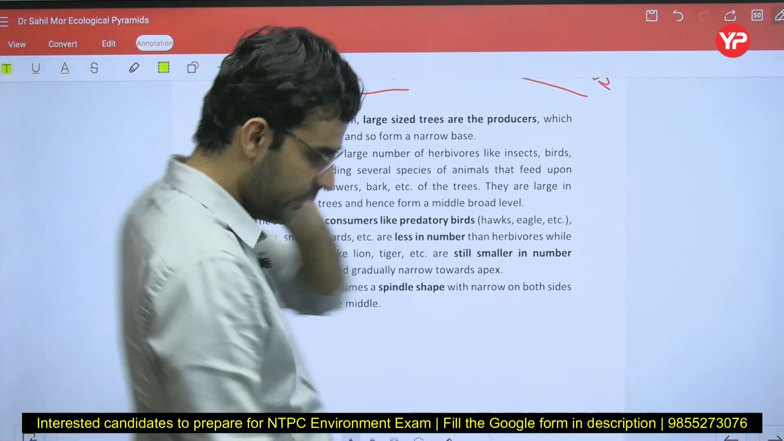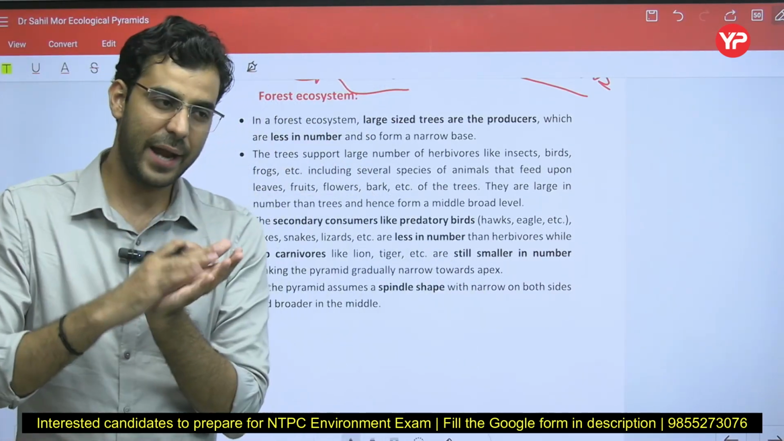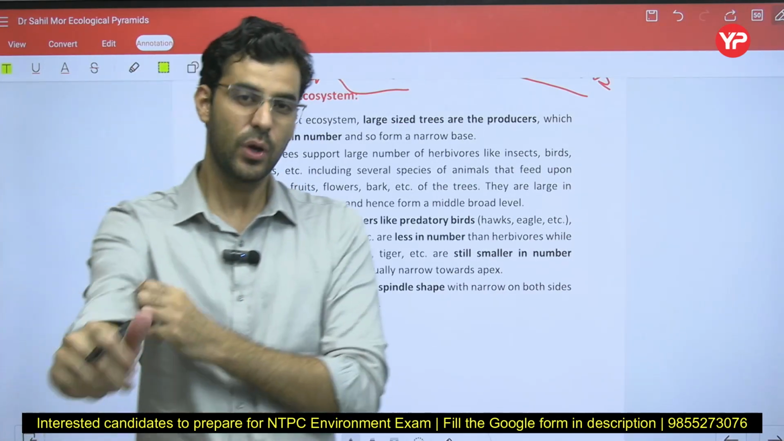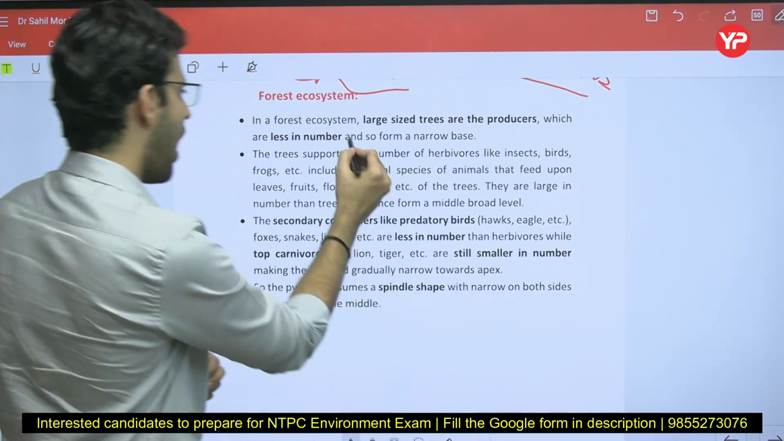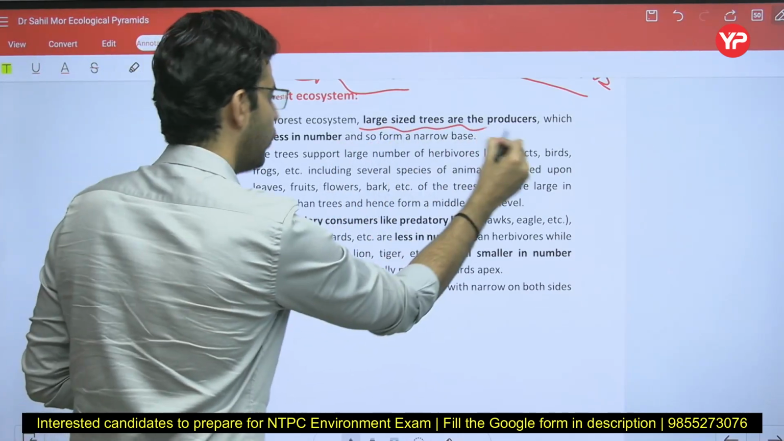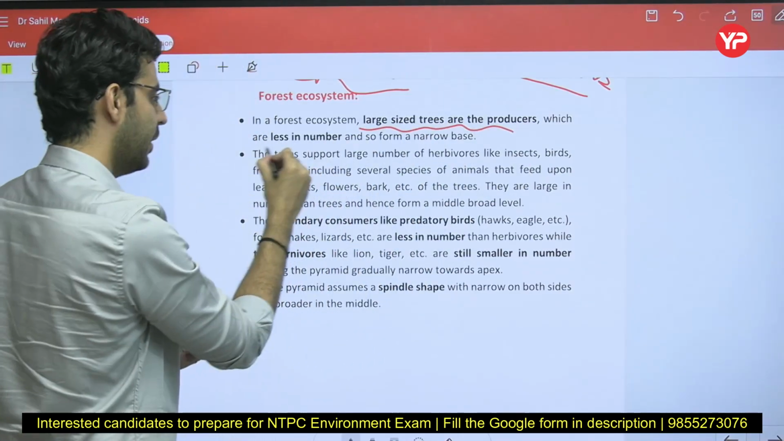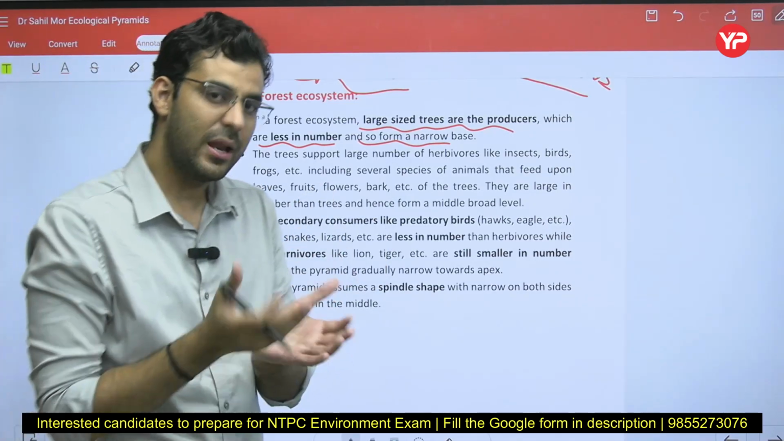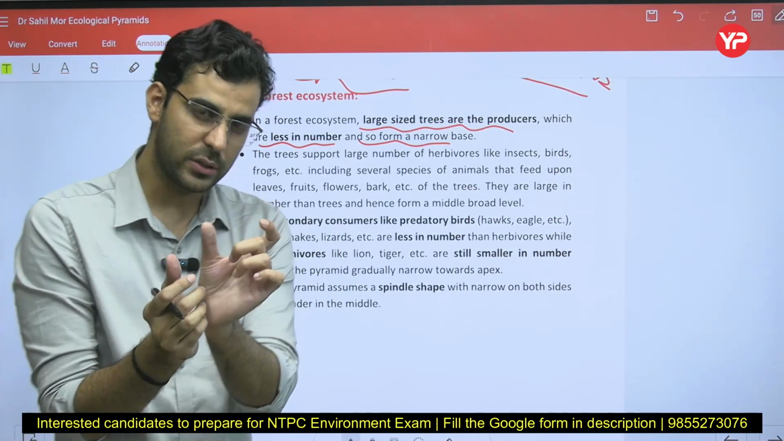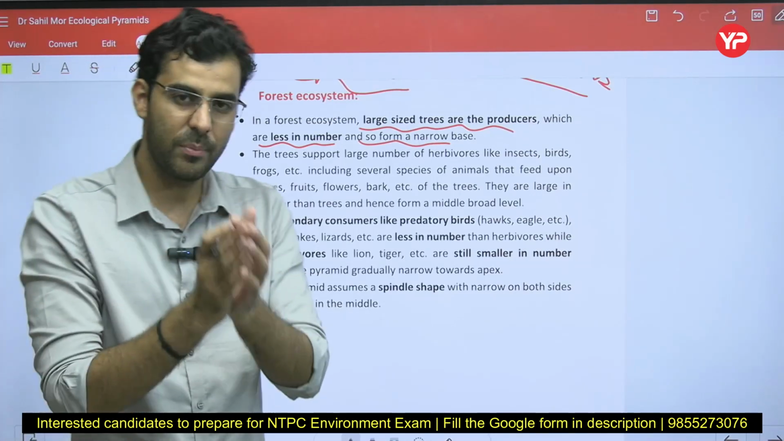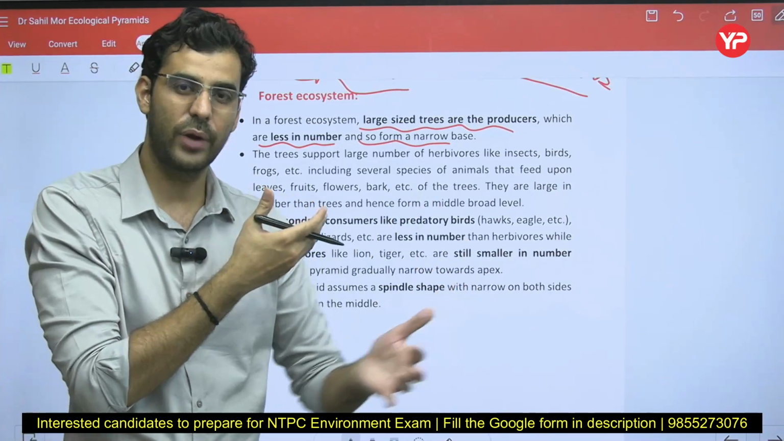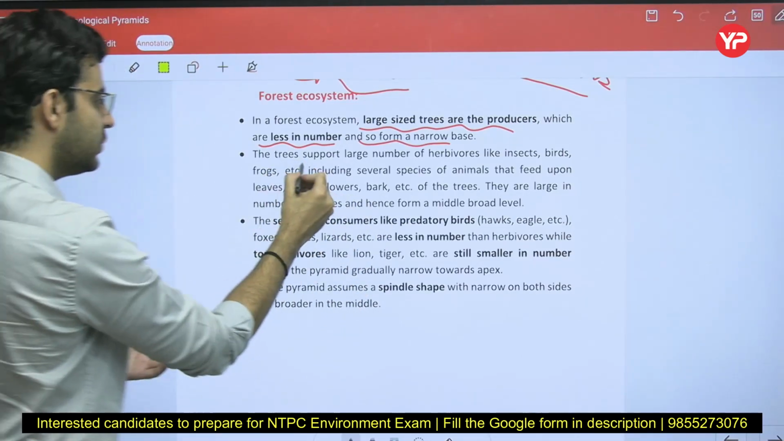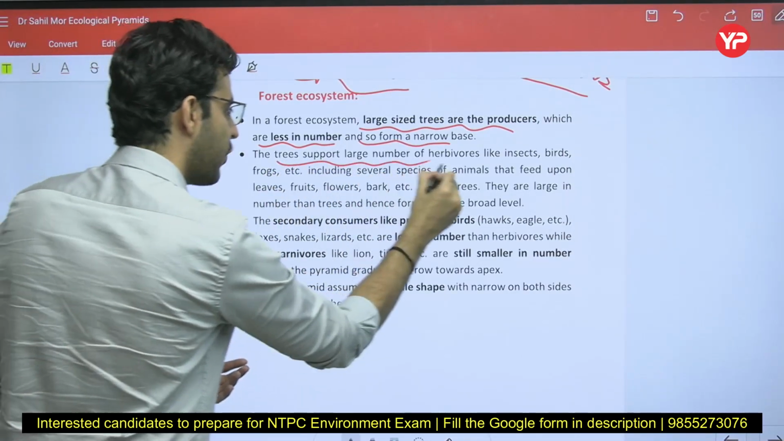फॉरेस्ट इकोसिस्टम की शेप ना डायरेक्ट अपराइट होती है ना इन्वर्टेड, क्योंकि इसकी एक स्पाइंडल शेप होती है। वो कैसी होती है? आपके जो लार्ज साइज ट्रीज हैं, ये लेस इन नंबर होते हैं। Starting from the base, large size trees are less in number, so forming a narrow base. It will not be as broad as compared to the grassland and aquatic ecosystem.